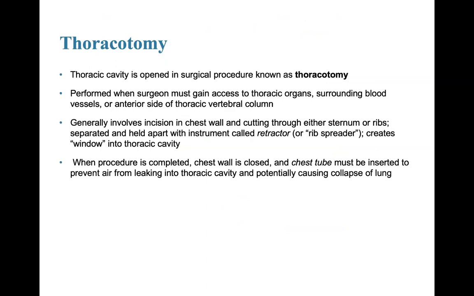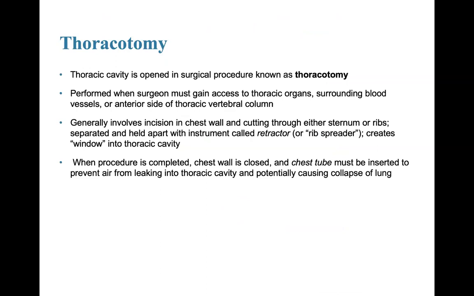A thoracotomy, this is when the thoracic cavity is opened up in a surgical procedure known as a thoracotomy. This is performed when surgeons must gain access to the thoracic organs, surrounding blood vessels, or the anterior side of the thoracic vertebral column. Generally, it involves an incision in the chest wall and cutting through either the sternum or the ribs, separated and held apart with an instrument called a retractor or rib spreader. This creates a window into the thoracic cavity.